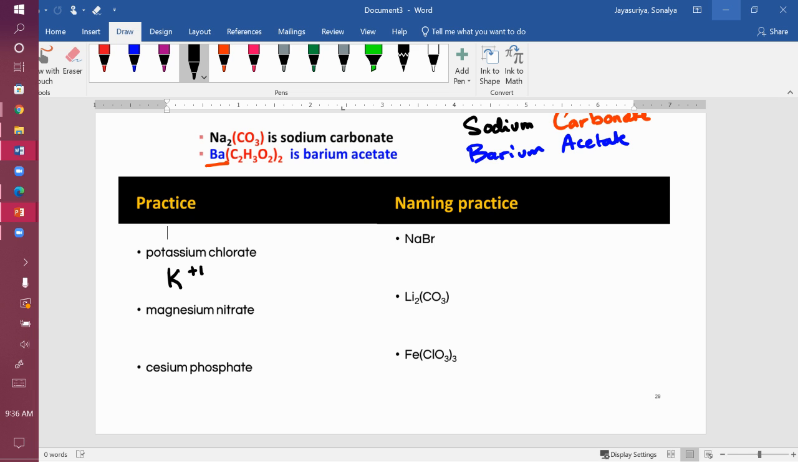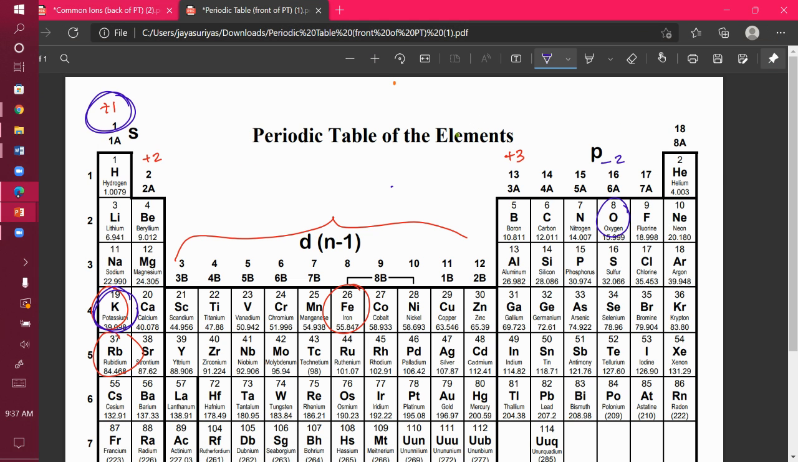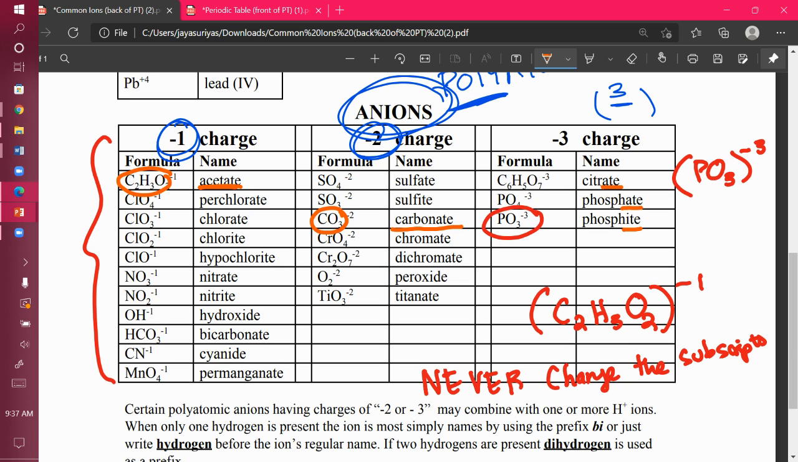Then I note that the next one is chlorate. If it ends in ATE, I know it's a polyatomic ion because all ions from the front of the periodic table, meaning your monoatomic ions, end in IDE. If it said chloride, then I would just look at group 17. But because it says chlorate, I look at the back of my periodic table. I go down to this table and I try to find chlorate. Here is chlorate.